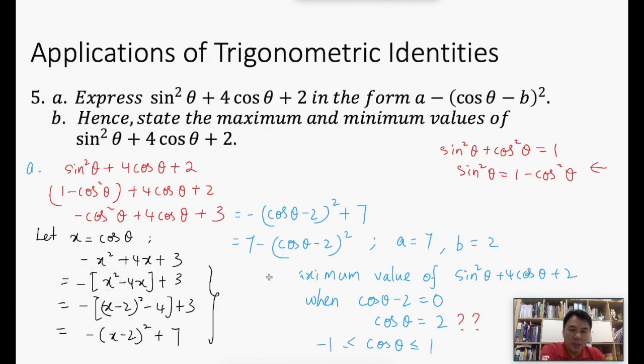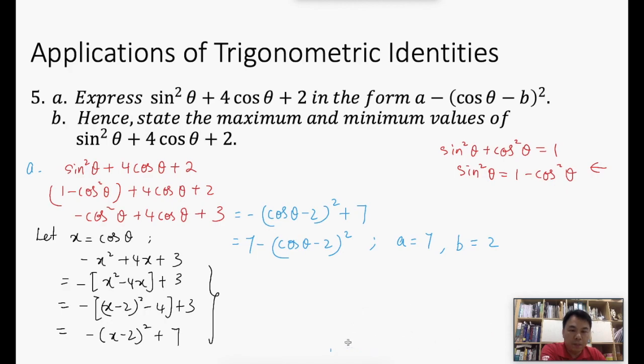Okay, so I'm going to clean this up. That is just for your reference, so bear in mind. Okay, now let's come back here. Let's recall. We know that cosine theta is lying between 1 and negative 1. That's the information that we must pay attention to. Therefore, what would be the maximum value we expect to get here?